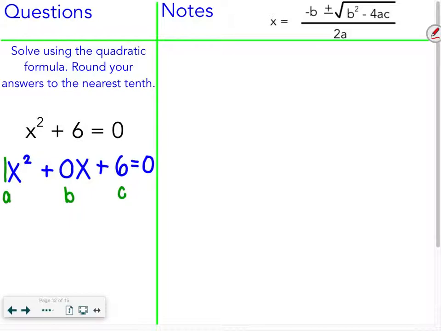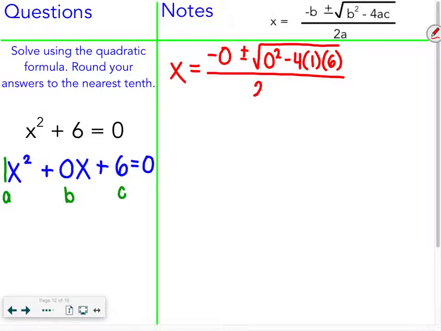Let's plug it into the formula. X equals negative B, so negative 0, plus or minus the square root of B squared minus 4 times A is 1 times C is 6, all over 2 times A, or 2 times 1. All right, first step of solving. Negative 0 really is just 0. You could completely get rid of it in the problem. I'll leave it in there just as a placeholder, but you could eliminate it if you wanted to.